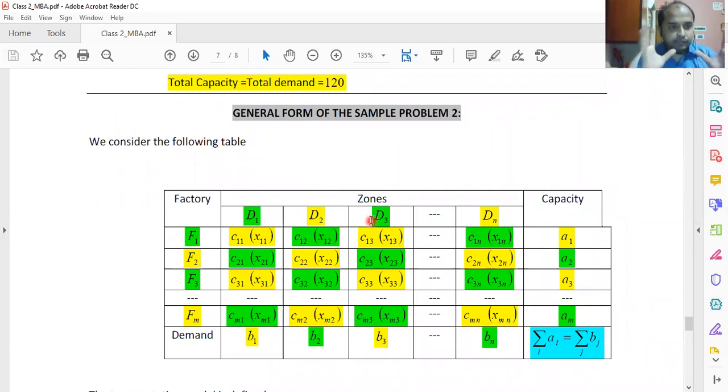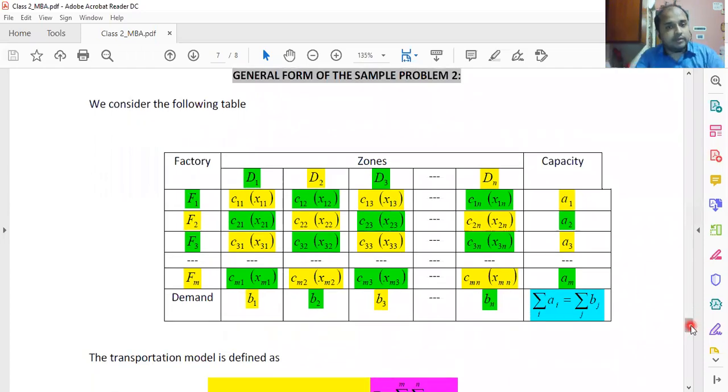This is the final portion which I'm showing to you right now. The general form can be shown like this. In our problem there are only 3 factories, but now in general I'm showing you all the m factories, F1, F2, F3, Fm. D1, D2, D3, Dn, all these are destinations. C11, C12, C13, C1n, all these are costs. X11, X12, X13, Xmn, these are the units or variables which we need to find out. A1, A2, A3, Am are the factory capacities. B1, B2, B3, Bn are the destination capacities, and summation Ai must be equal to summation Bj.